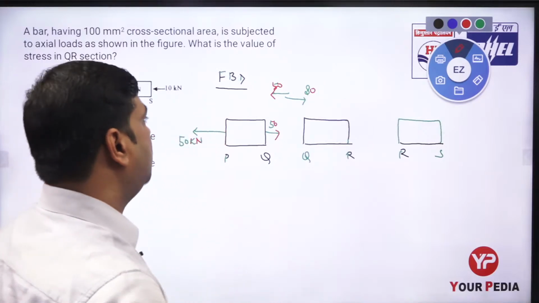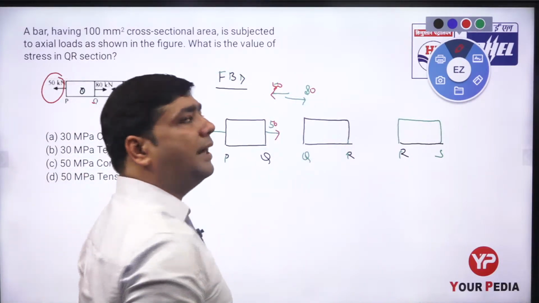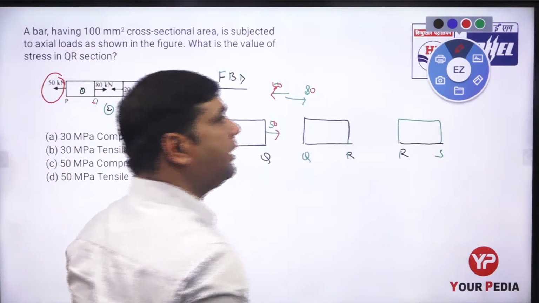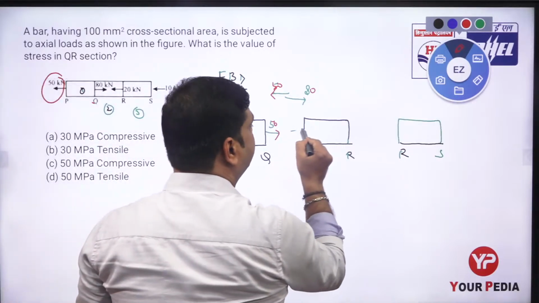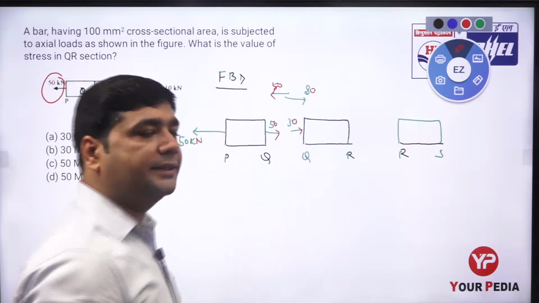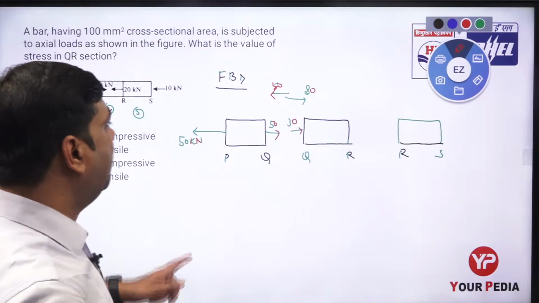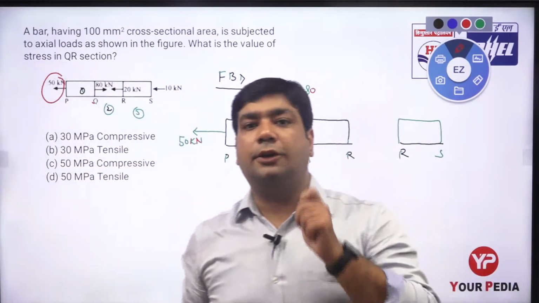Is this clear? So how did the resultant come? 50 kilonewton is on the left hand side and 80 kilonewton is on the right hand side. So the resultant is 30 kilonewton towards the right hand side, having the nature like this. It is 30 kilonewton. Is this clear to you? Now, what will happen if this is 30 kilonewton? We also want the member to be in equilibrium condition.